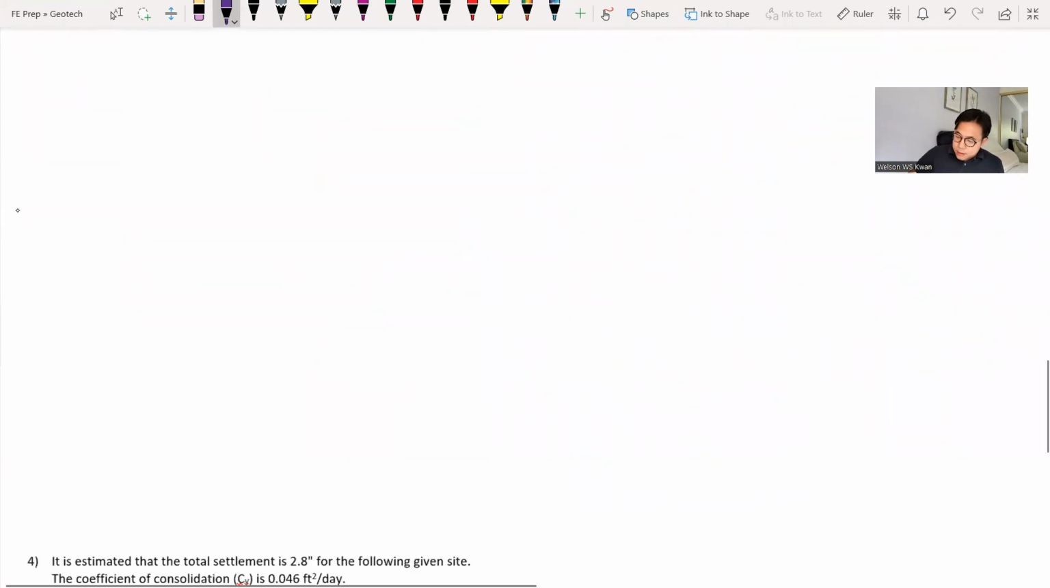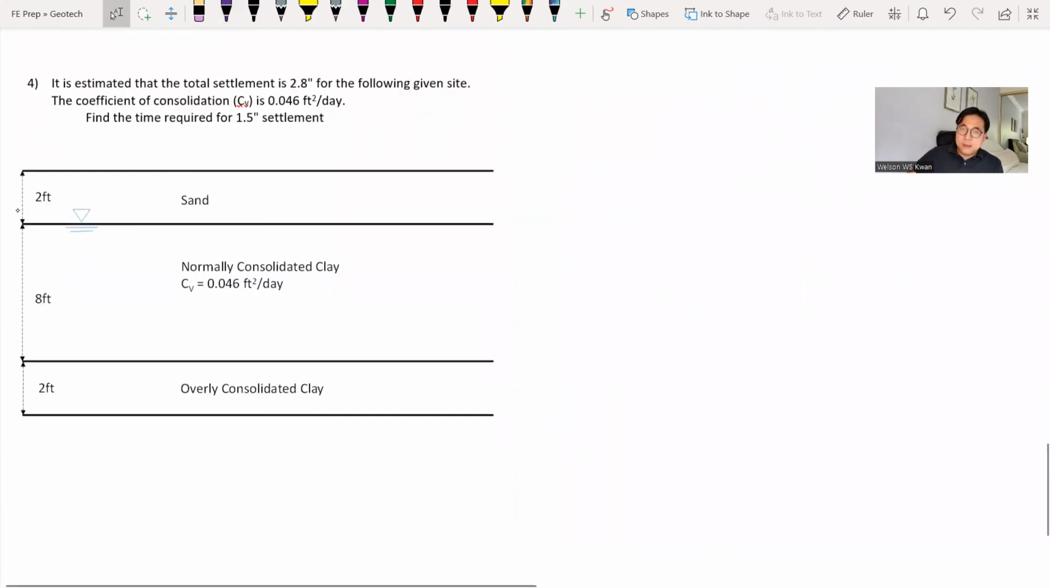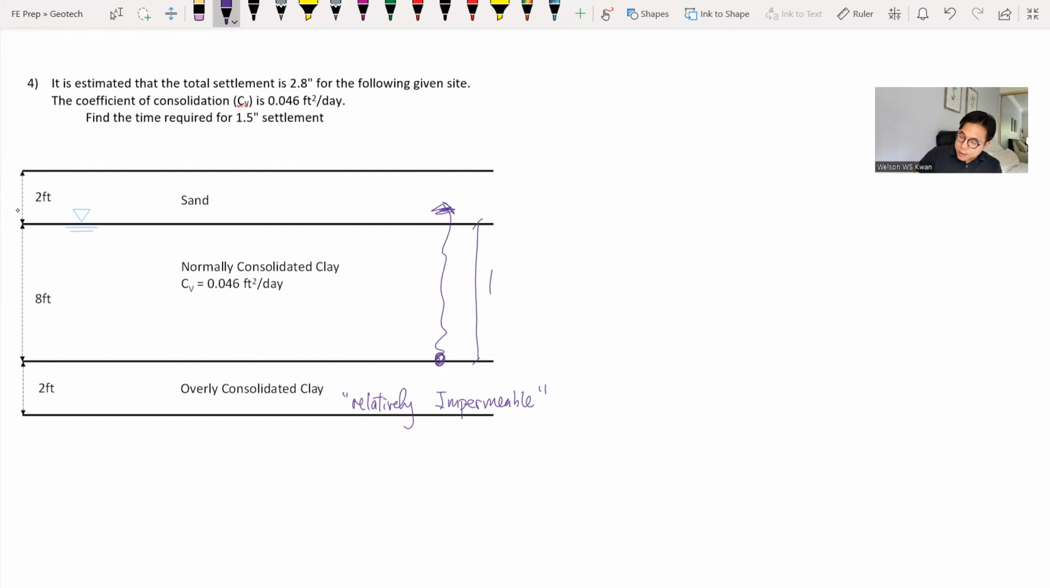So for the next question, pretty much it's the same. It's the same question, but the only difference now is instead of sitting on another sand layer, our clay deposit is sitting on overconsolidated clay. Which means the clay there is relatively impermeable compared to the clay layer on top of it. For that case, our water can only escape from the top. And the longest drainage path is the whole thickness of the clay layer. So this is the only difference between question number 4 versus question number 3. Now we have a single drainage scenario, not double.